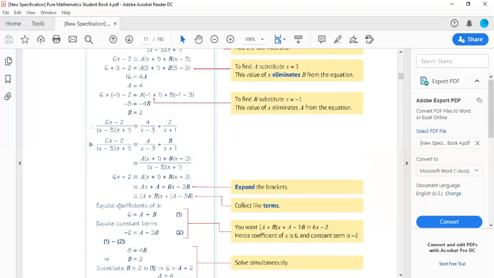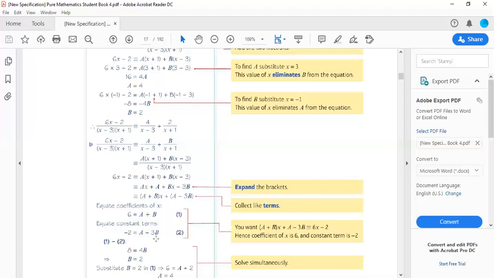So equating the coefficient of x, the left side coefficient of x equals 6 and the right side coefficient of x equals a plus b. So 6 equals a plus b, equation number 1. Similarly, equating the constant term, the left side constant term is minus 2 and the right side constant term is a minus 3b. So equation number 2. We get two equations and two variables, a and b. These equations are simultaneous equations.